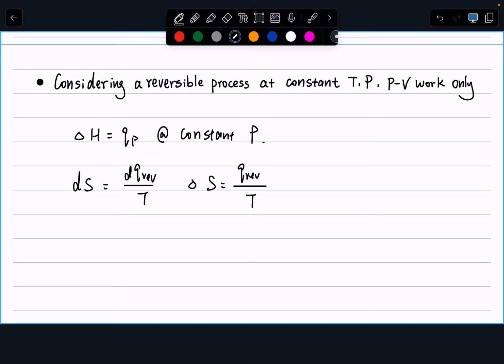So for my isothermal processes, my delta G equals delta H minus T delta S. Now this delta H equals Q_P. My T delta S also equals Q_P reversible. Thus, my delta G equals 0 for the reversible processes, constant T, P, PV work only. And hence, that's what we say when we say we're using delta G as a criteria of whether or not your chemical reaction is at equilibrium, or reversible processes only.